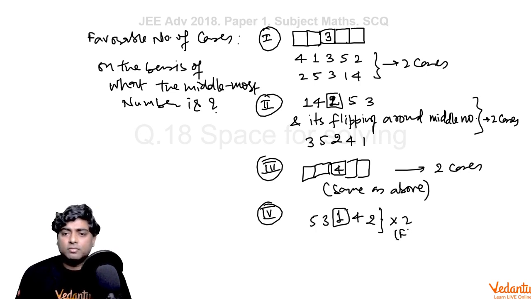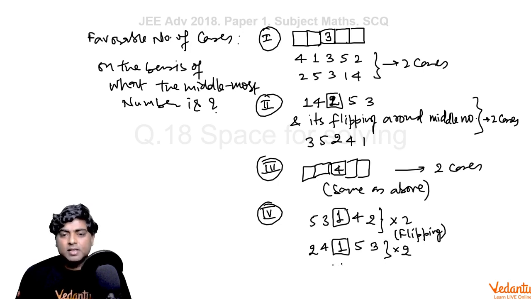This is due to the count of flipping. You can flip it. And again, when the middlemost number is 1, but its neighboring numbers are 4 and 5, then we are left with 2 and 3. 3 cannot come here, so we should write 3 here only and 2 here only, and it's flipping, so into 2.